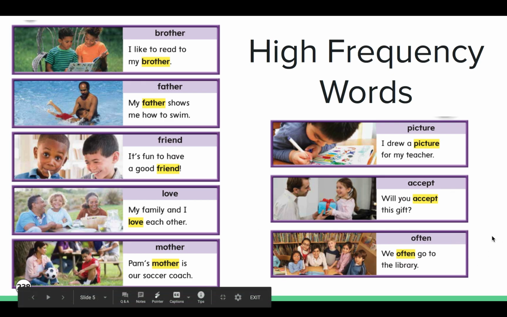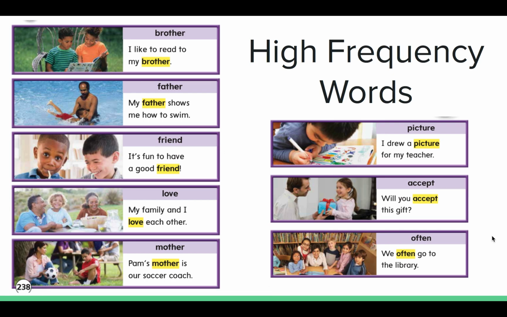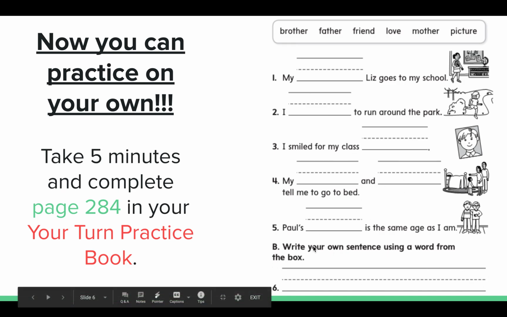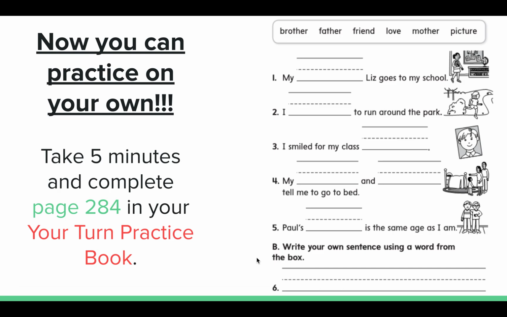We'll talk a little bit more about them later on, but I still want you to be able to read all of these words. Now get your practice book and turn to page 284. I want you to practice reading these words and using them in a sentence. For numbers 1 through 5, use the words in the word bank up top and fill in to make a complete sentence. For number 6, you're going to write your own sentence using a word from the box. Go ahead and pause here.